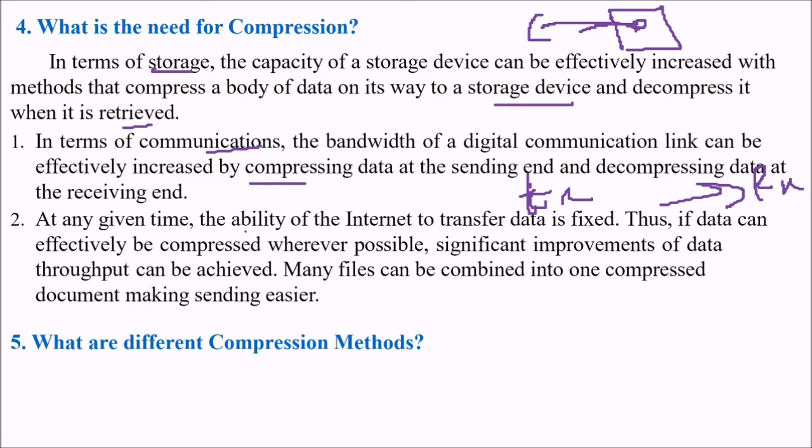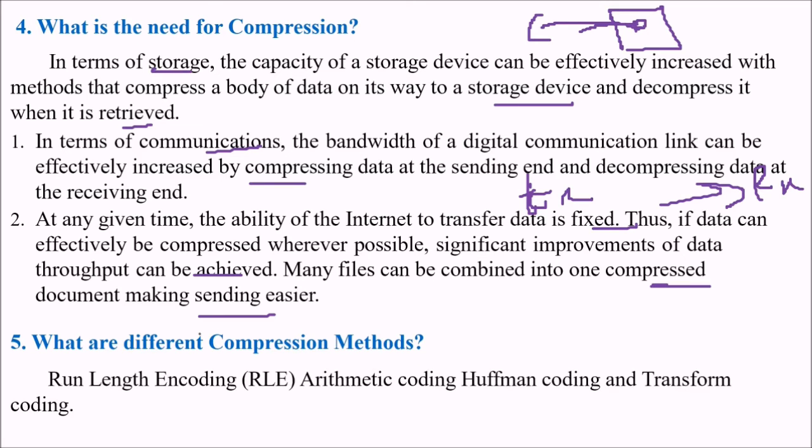At any given time, the ability of the internet to transfer data is fixed. So if data can be effectively compressed wherever possible, significant improvements of data throughput can be achieved. And many files can be combined into one compressed document, making sending quite easier. What are different compression methods? There are various methods. A few of them are: first is RLE, run length encoding, then arithmetic coding, Huffman coding, and transform coding.